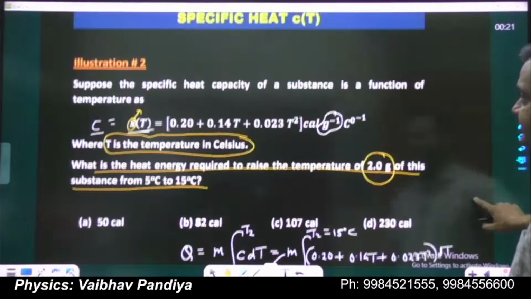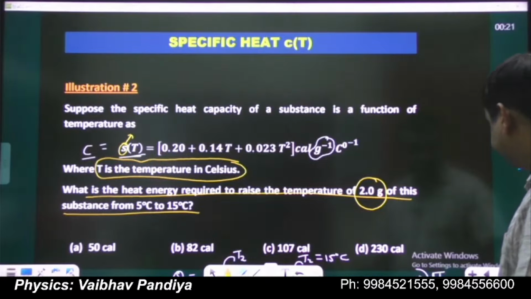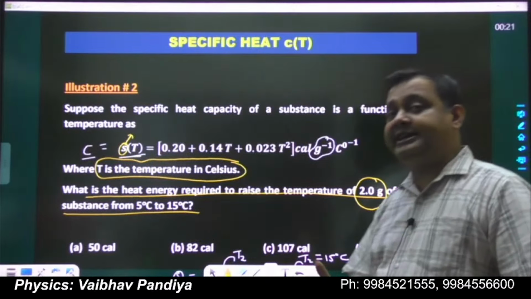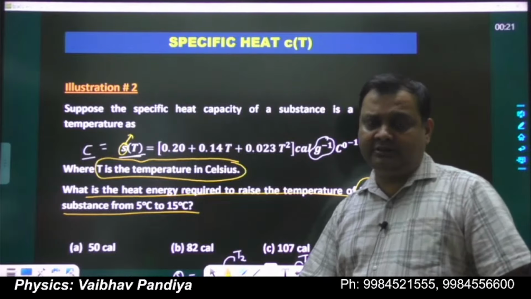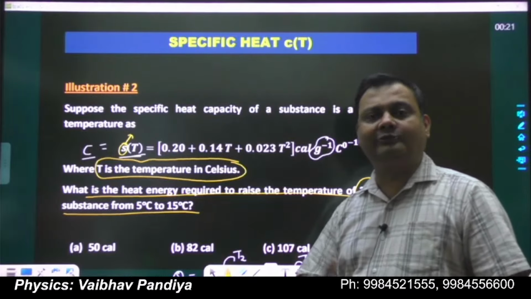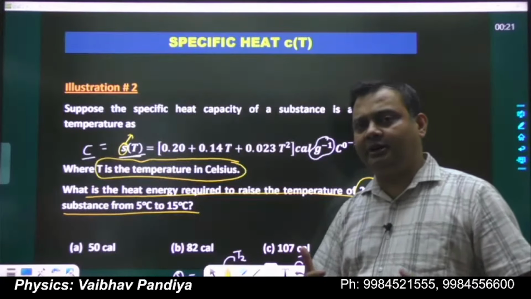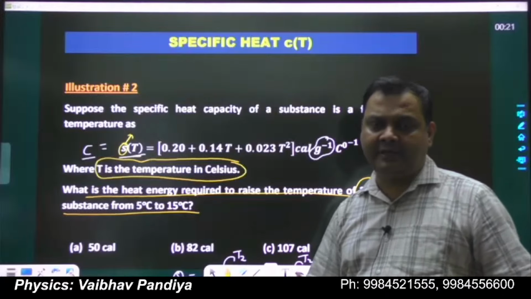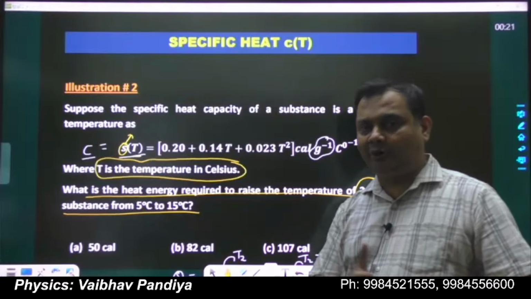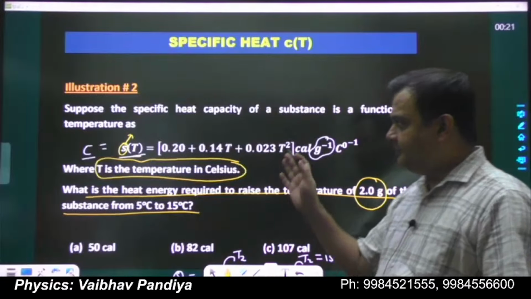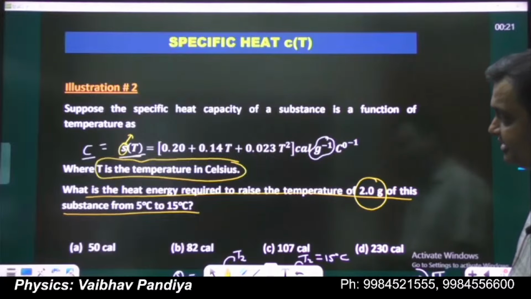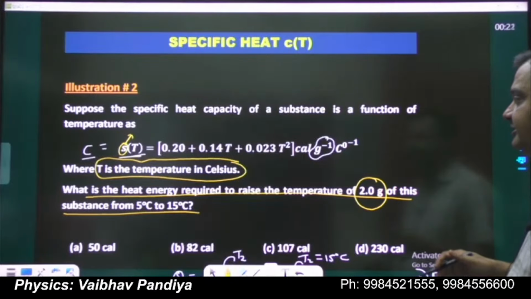Got it? So we have seen 2 problems in which the heat capacity is not constant but is given as a mathematical function of the temperature, and we have seen how in such problems we proceed for finding the heat absorbed by the object. We simply integrate, m is taken outside, mass being the constant, and then we integrate c with dt.